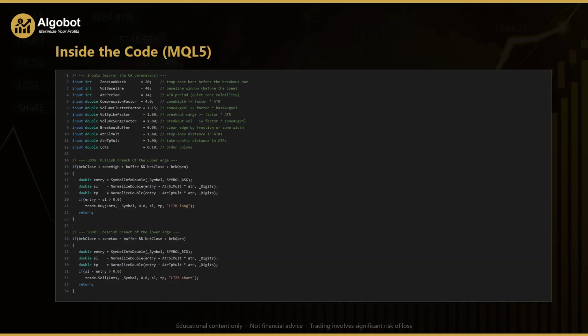The stop loss is the entry minus the stop multiplier times ATR, and the take profit is the entry plus the target multiplier times ATR. The order is sent with a simple trade by call. The short block is a mirror image.